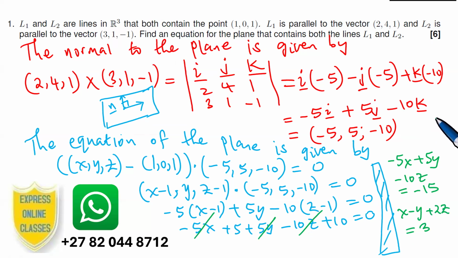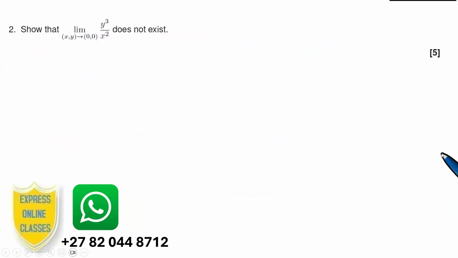And we proceed as follows. Now the next question is a recap on the notion of limits and continuity. Now show that this limit does not exist. To show that this limit does not exist, we proceed as follows.